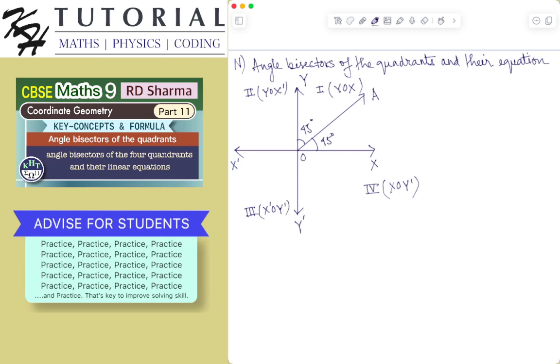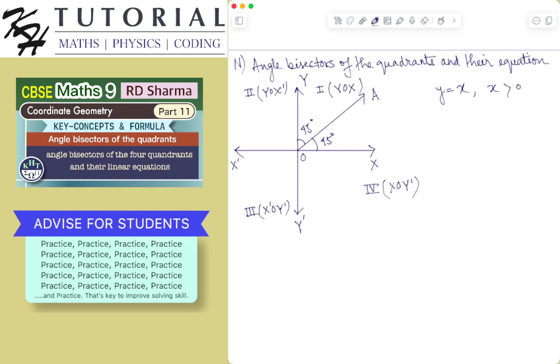Now, the ray OA, what will be its equation? It is not a line actually, it is a ray OA. What will be the equation of this line? The equation of the angle bisector of the first quadrant is y equals x, but x will be greater than 0. That is, we will consider all the points on this line where the abscissa of the coordinates is greater than 0.